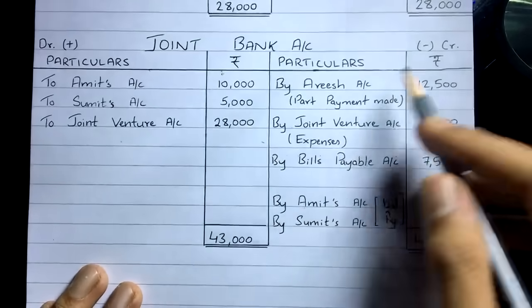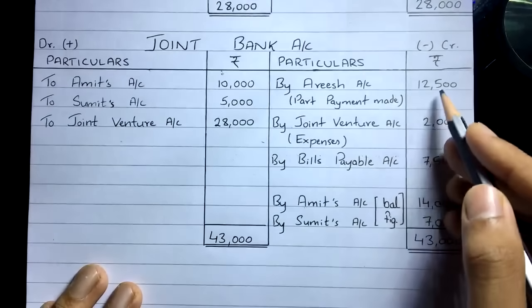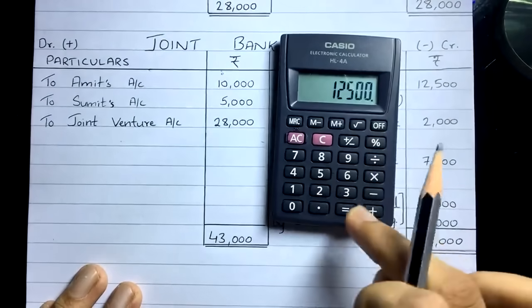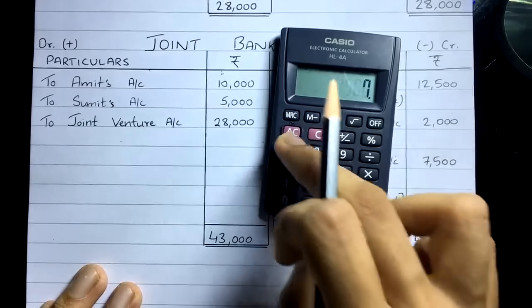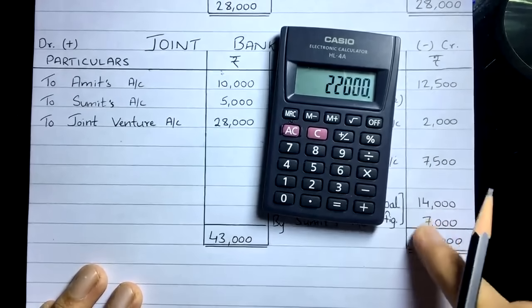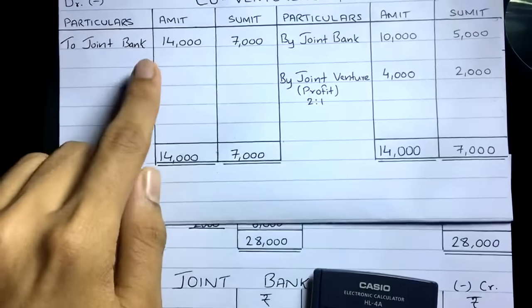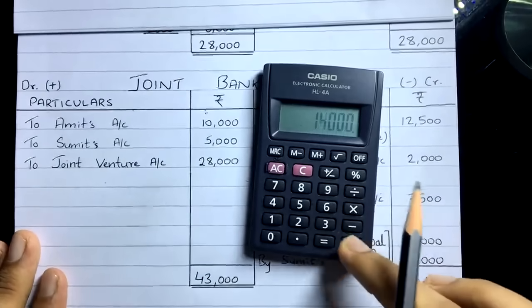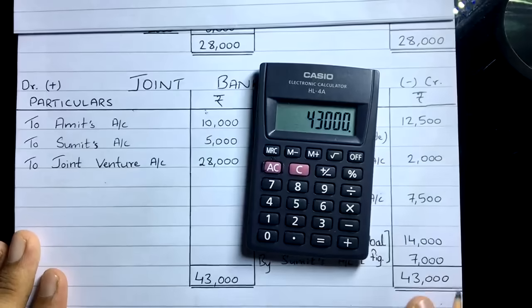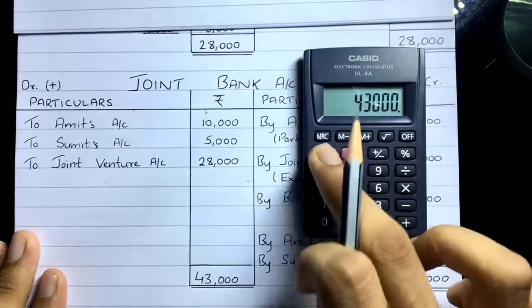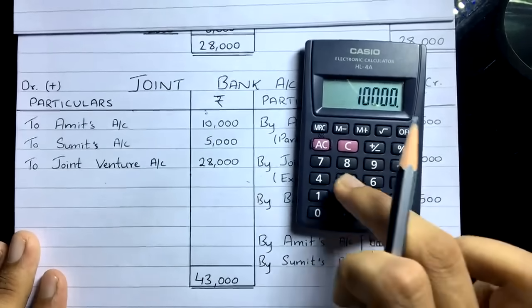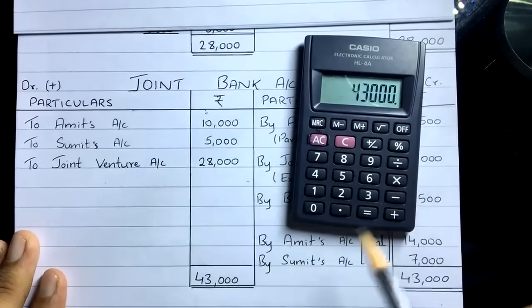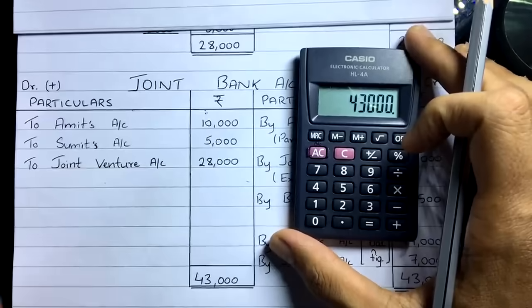So we have done this joint venture everything. So 12,500 plus 2,000 plus 7,500, and then add these two. We got these from the co-venturers account, 14,000 and 7,000. So add that, how much is it? 43,000. And here also you check, 10,000 plus 5,000 plus 28,000 is equal to 43,000. So the joint bank account will get tallied. It is very simple. You just have to do the cross posting everything simultaneously.